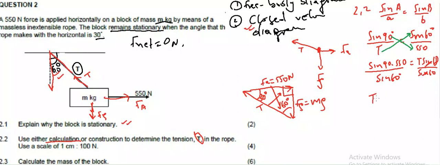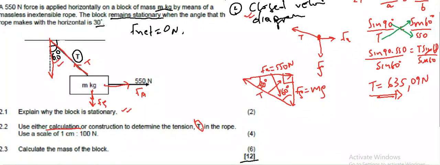Therefore, the tension is equal to, let's press the calculator for the tension. Then the answer for the tension is equal to 635.09 newtons. Then the tension is answered now. So the question is answered. You get your 4 marks. You use the sine rule because we have the closed vector diagram. Whatever it is, someone can say you must use sine theta or cos theta, but let's just use the sine rule.